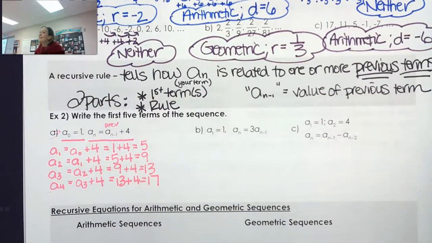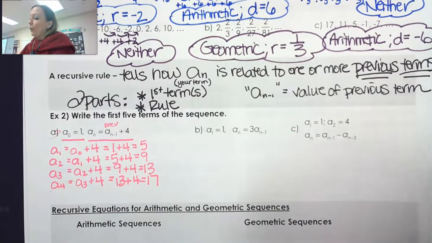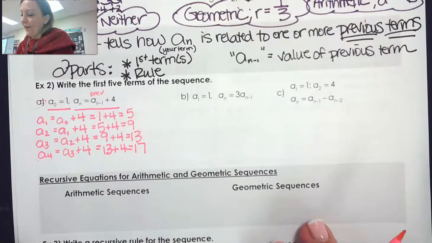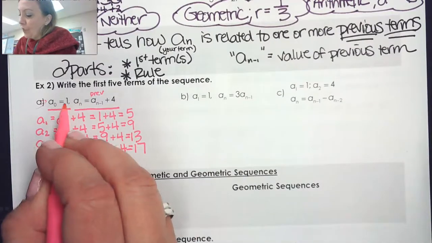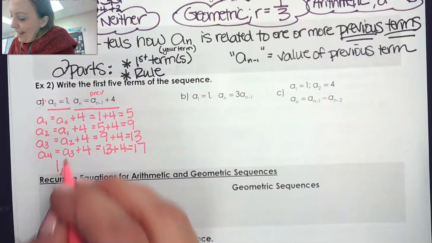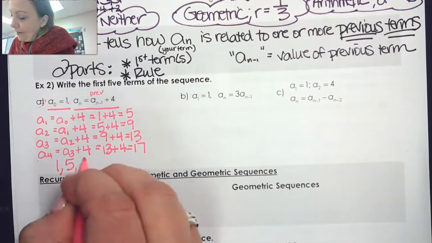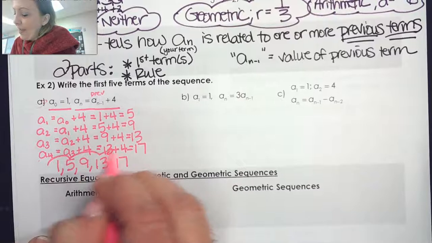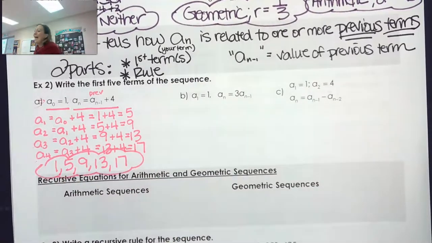Now, when we write a sequence, it's best practice to write it as they were in our other examples. Do you see how they're listed with commas in between? So that's how we're going to write our final answer. We're going to start with the first term they gave us, 1, and then 5, 9, 13, 17, okay? So that's the gist in how recursive sequences work, okay?